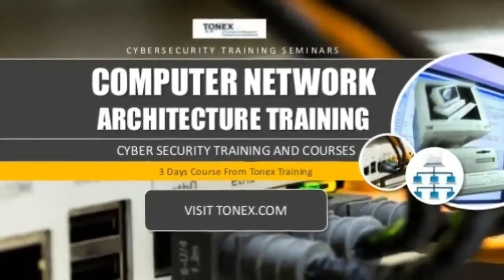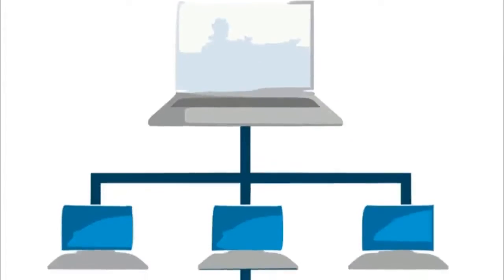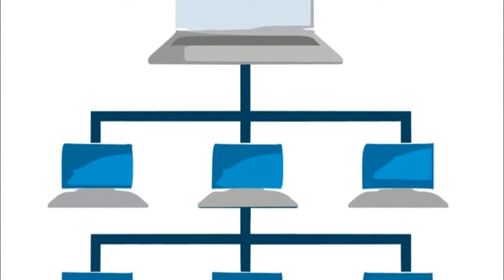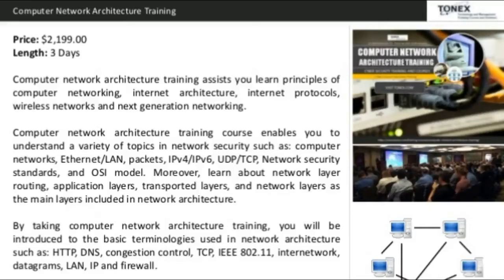Computer Network Architecture Training assists you in learning principles of computer networking, internet architecture, internet protocols, wireless networks and next-generation networking. The course enables you to understand a variety of topics in network security such as computer networks, Ethernet, LAN, packets, IPv4, IPv6, UDP, TCP, network security standards, and the OSI model.